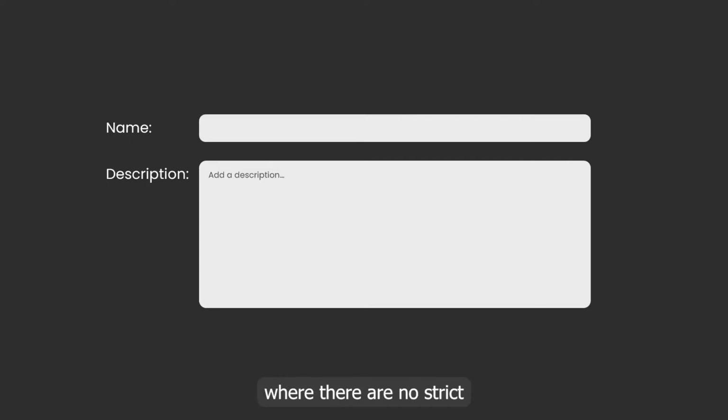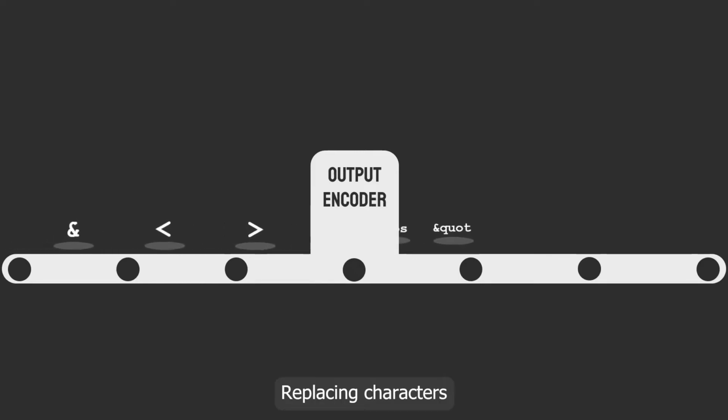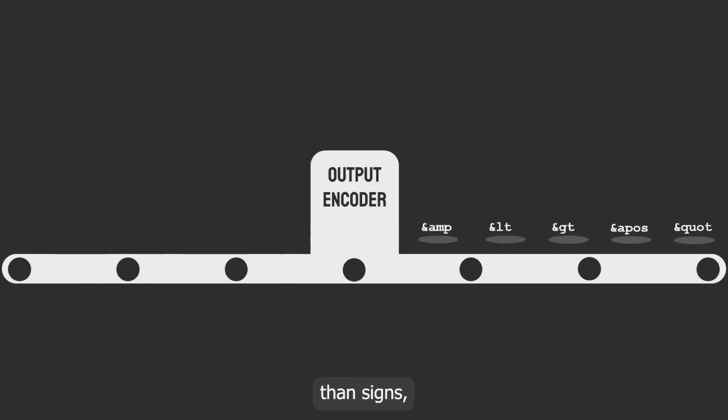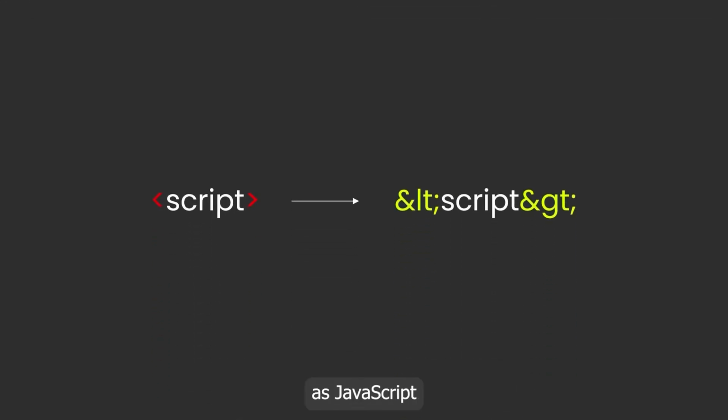However, input fields where there are no strict patterns like name or description inputs could potentially leave entry points for malicious characters. In such instances, output sanitization should be used. Sanitization is the process of removing or replacing submitted data to ensure that outputted data is safe. Replacing characters such as the less than and greater than signs, ampersand, single and double quotation marks and backslash with their HTML entity equivalents can ensure that they are not interpreted as JavaScript on the front end in the browser when it is served to users.